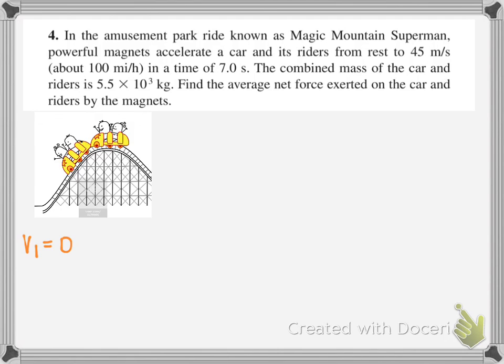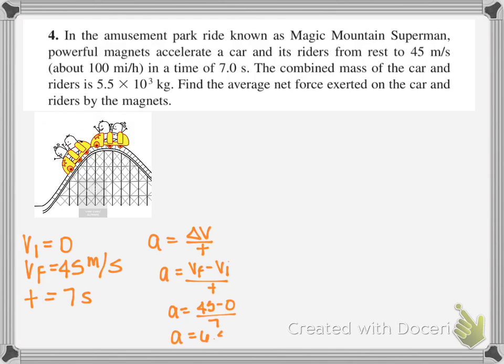Now, because they give you initial velocity, final velocity, and time, you have to use kinematics to find your acceleration. So you have your initial velocity of 0, your final 45 meters per second, and your time of 7 seconds. At the same time, you know that acceleration equals change in velocity over time. So it's v final minus v initial over time. And when you plug in 45 and 0 over 7, it will give you a total acceleration of 6.42 meters per second squared.